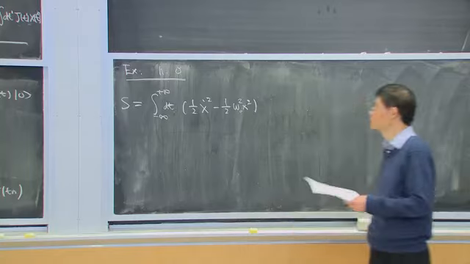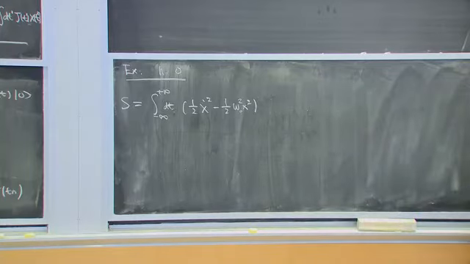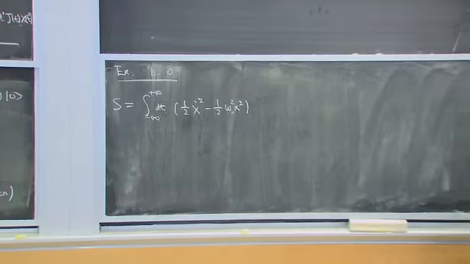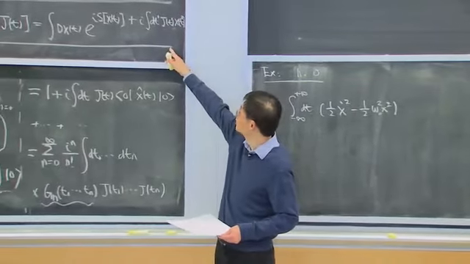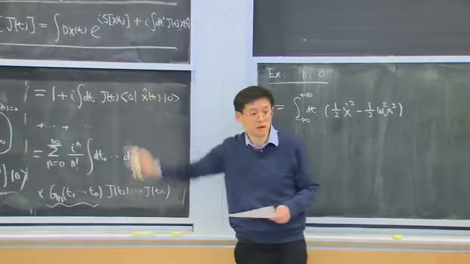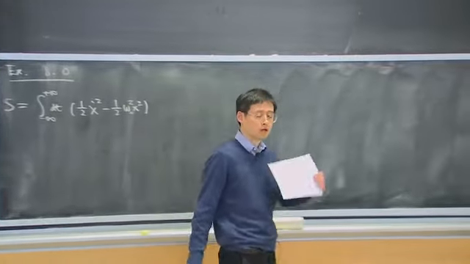So let's consider such a harmonic oscillator. I take m equal to 1, and I consider this j(t). We are interested in computing this object.